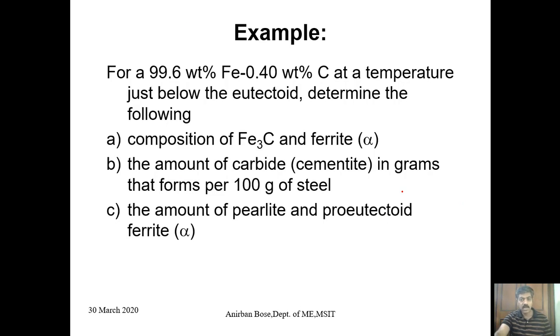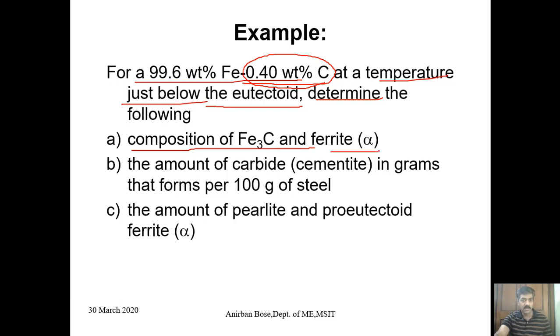Now let us see what kind of problems are expected in the examination. Suppose it is given that there is a steel whose composition is 0.4% carbon steel at a temperature just below the eutectoid temperature. What we have to find out is the composition of cementite and ferrite, because these are the two phases present below the eutectoid temperature. So the question is to find out their composition.